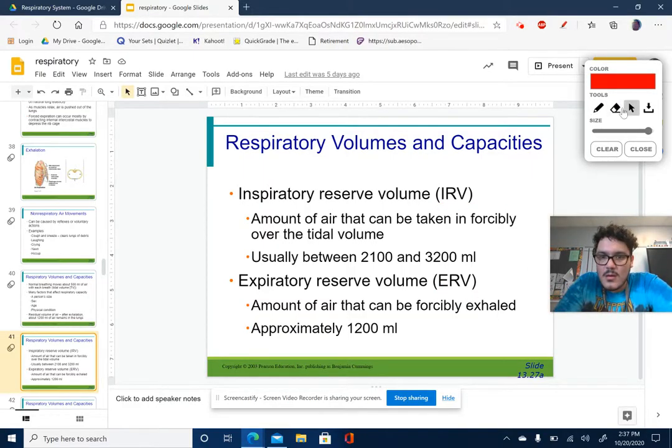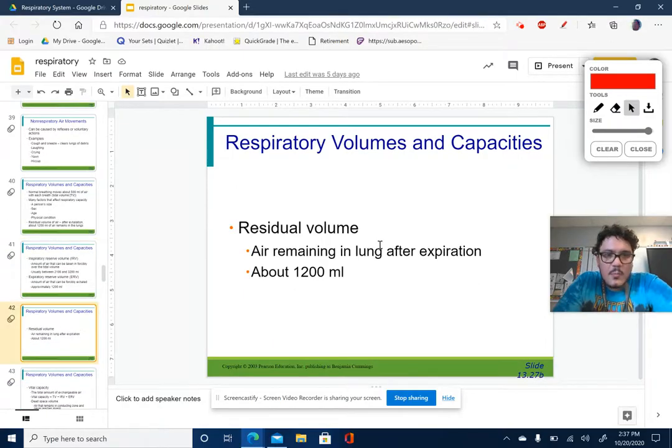Okay. Moving on next. Respiratory volume and capacity. I already talked about this, right? Residual volume, it was two slides ago, so we don't have to get too crazy with that. But we do have this extra air left over in our lungs.